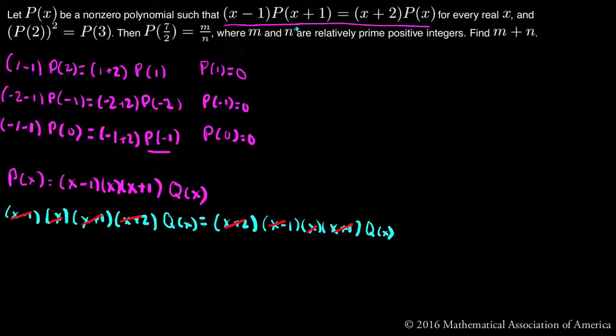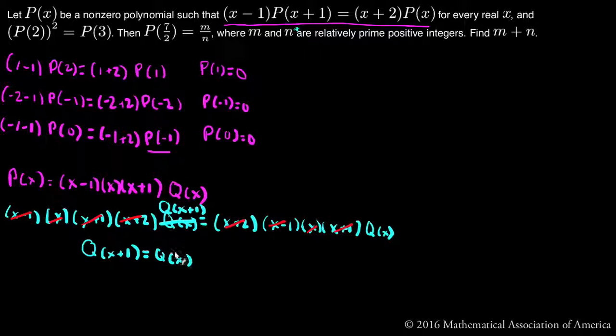Ooh, I did make a mistake. This side was gotten from p of x plus 1, so this should have been q of x plus 1. I hope people weren't upset by that. I missed that the first time through. So in here, I'll get q of x plus 1 equals q of x for any x.